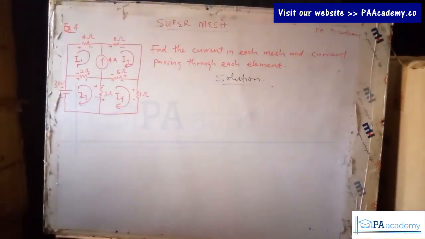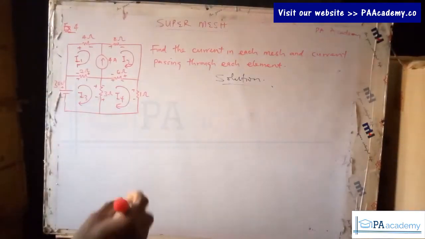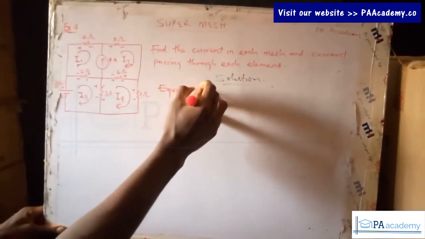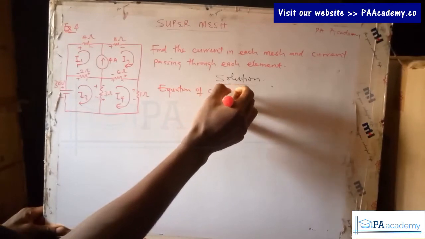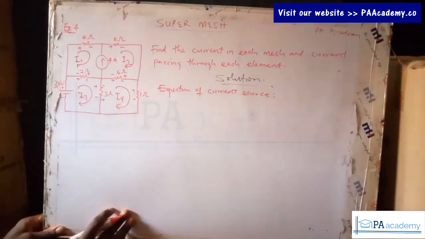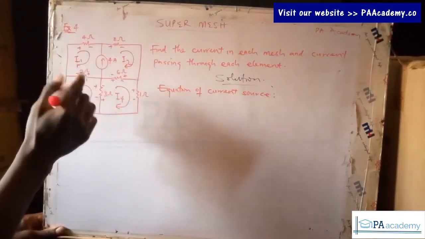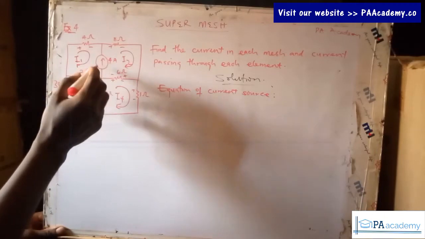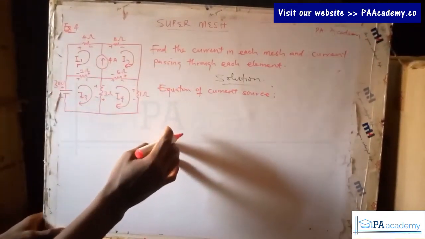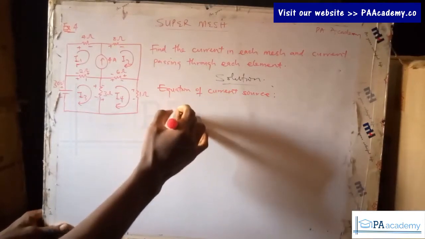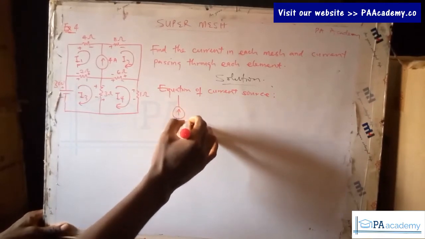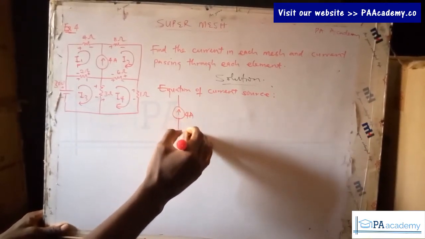The next thing we have to do is write the equation of our current source. So let me do that. In doing the equation of the current source, let's draw the diagram. This is the current source. Remember, in SuperMesh, when there is a current source between two meshes, that's when we use SuperMesh. And this current source is what will give us the equation. Let me just draw it out. It's going upward. We have 4 amperes here.